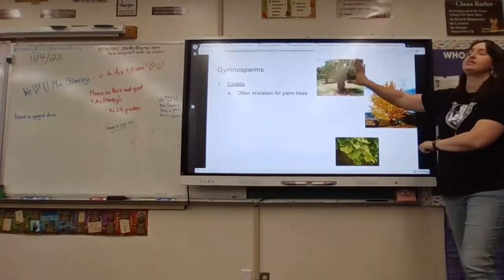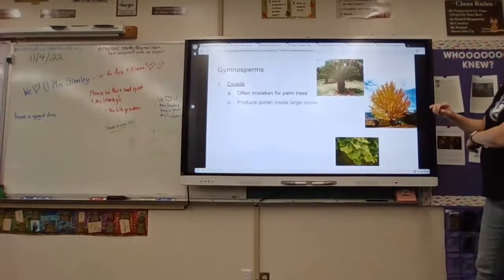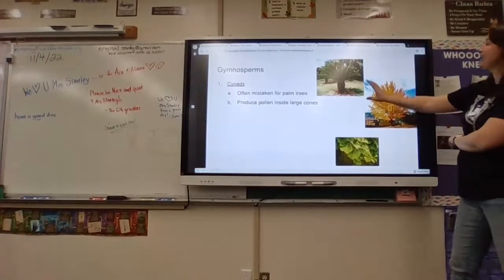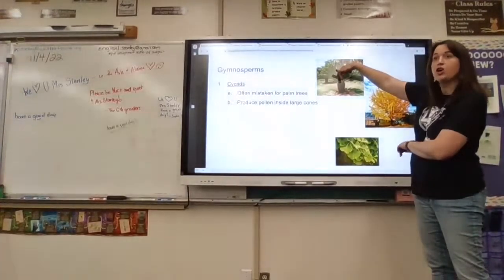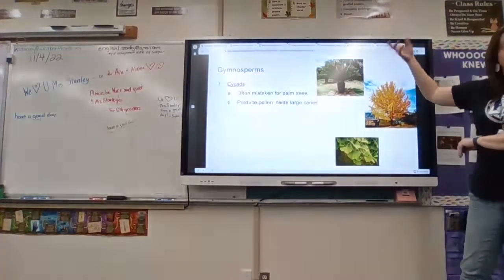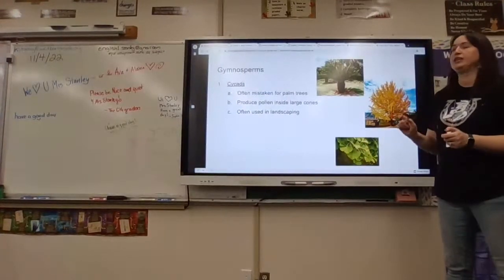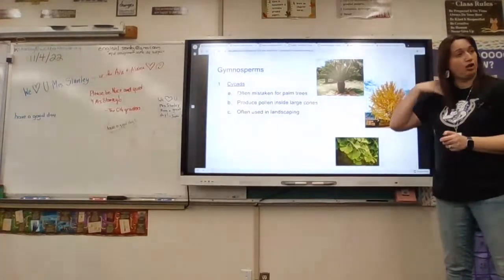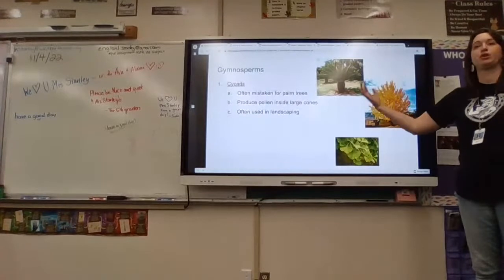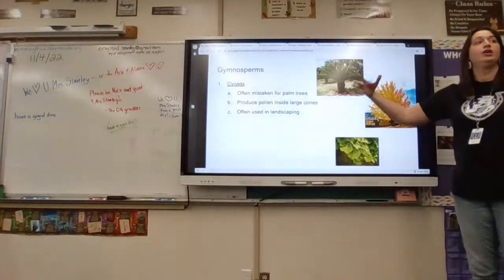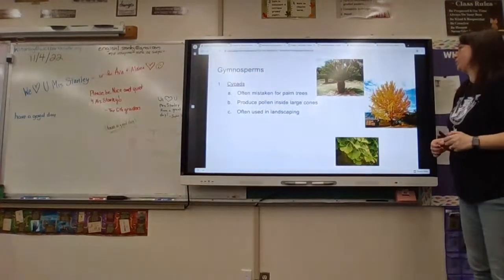These are often mistaken for palm trees, but look at how short it is for one. What you cannot see from this picture is that inside these leaves in the center, there are large cones, and that's what makes this a cycad, not a palm tree. These get used a lot for landscaping because they don't grow all that tall. Not in this area, though. They like a little warmer weather.